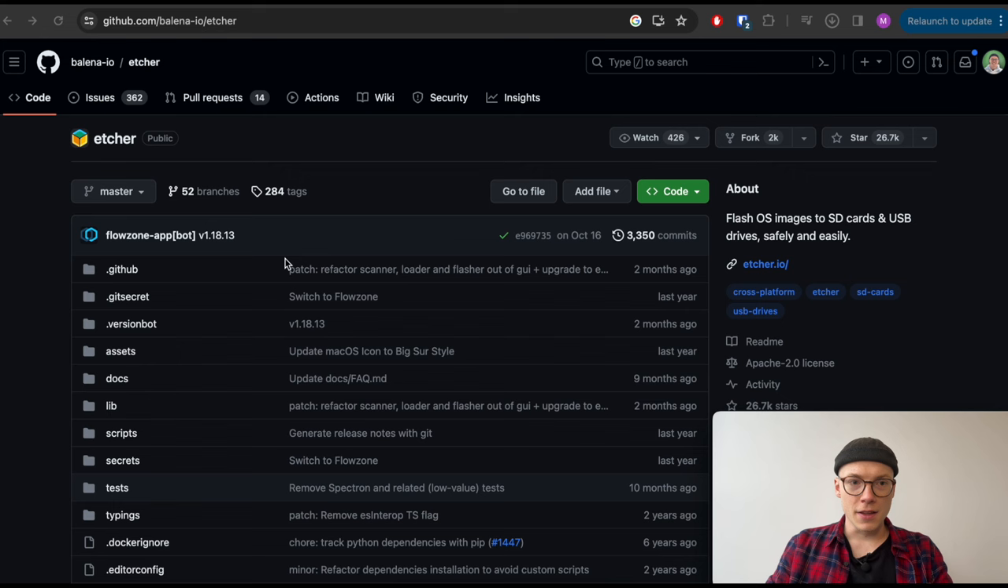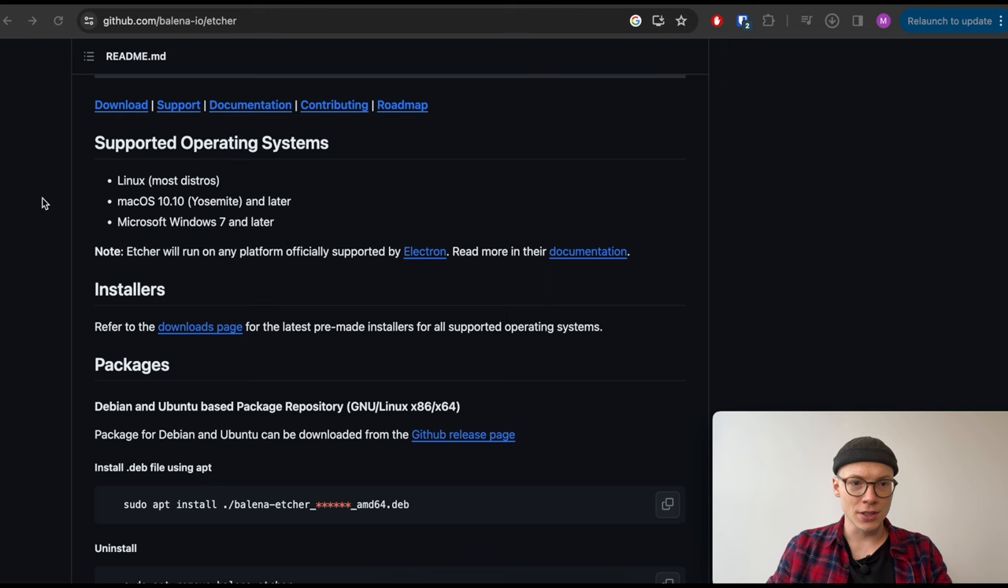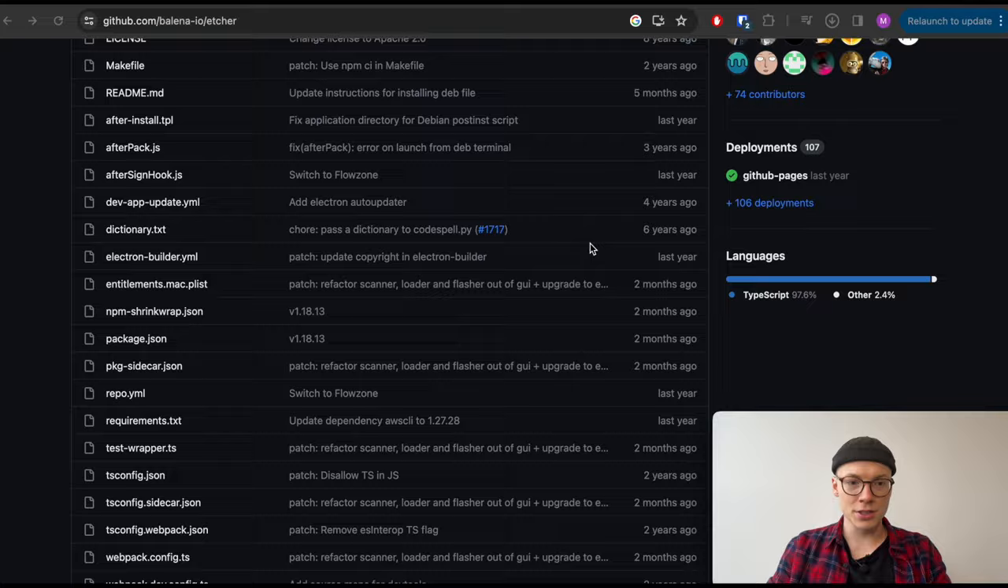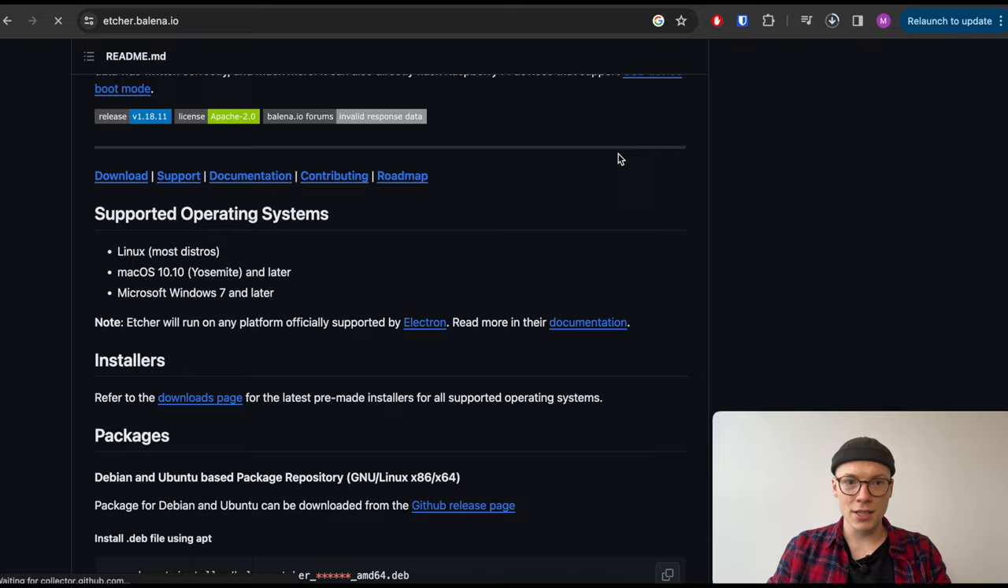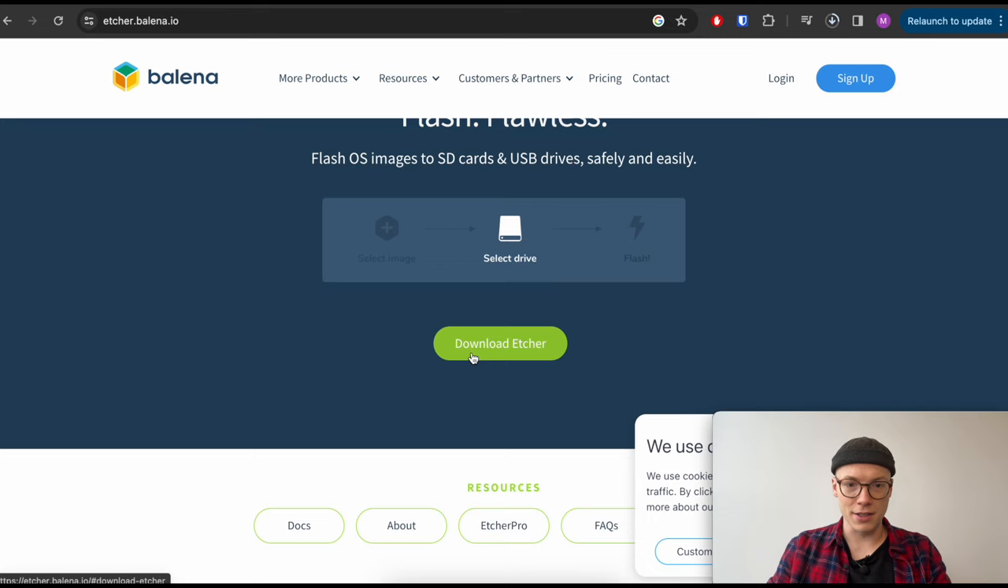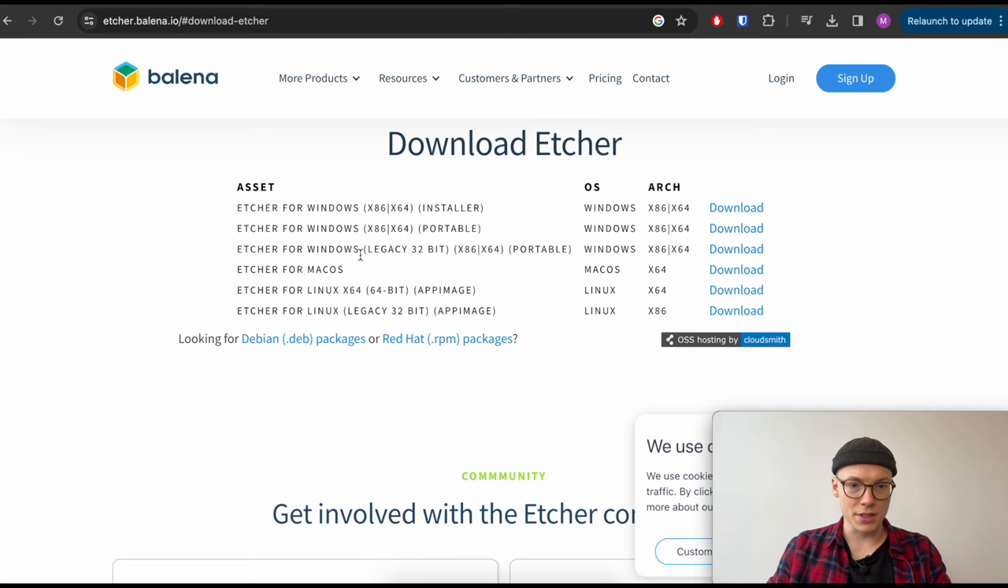Then we also need to download Balena Etcher, which allows you to flash OS images to SD cards or USB drives safely and easily, which is perfect. This software is open source, and you can also see it supports Linux, macOS, and Windows. For this, I would recommend you to just click on this download link, visit their website, and download the Etcher application by clicking the download button here for your system, and I will go with macOS.